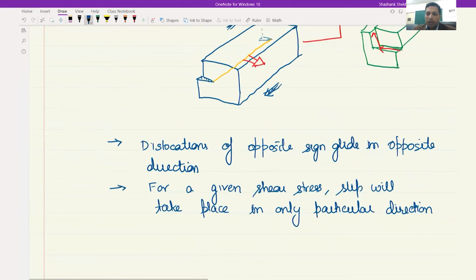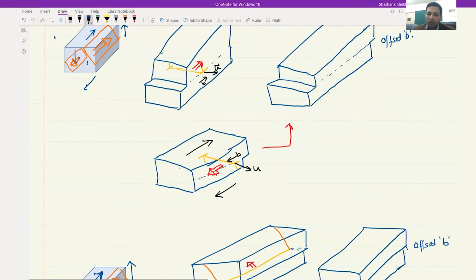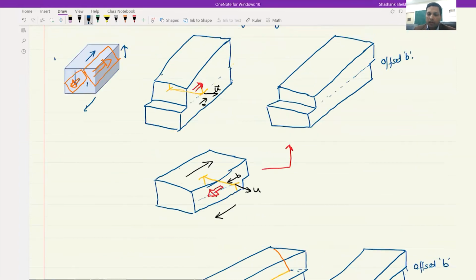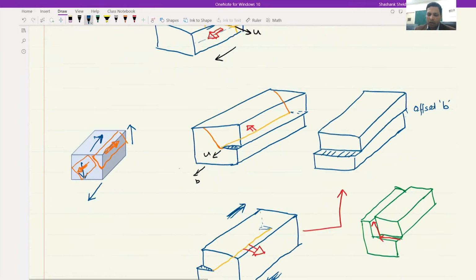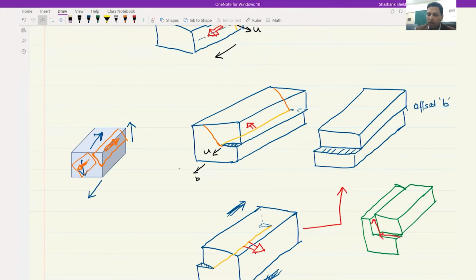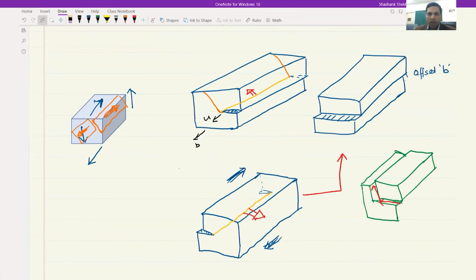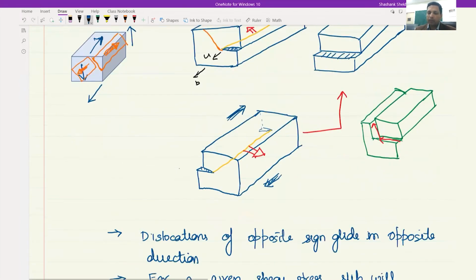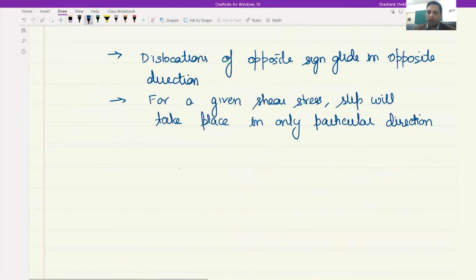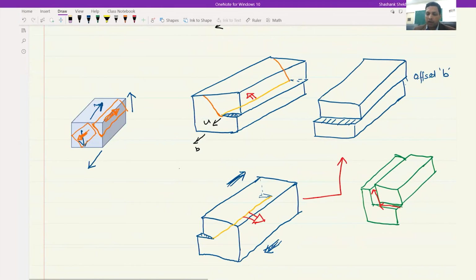So we have seen that in this particular case, shear stress was acting like this. So whether it is a screw dislocation or an edge dislocation, we always get this kind of step. This was a different case where we changed the direction of the shear stress. So as long as the shear stress is the same, and assuming that these are the dislocations which are possible, then we will get only this type of final configuration.